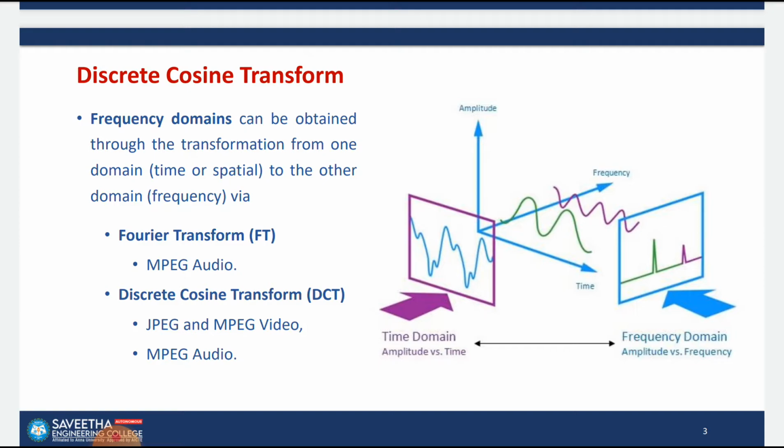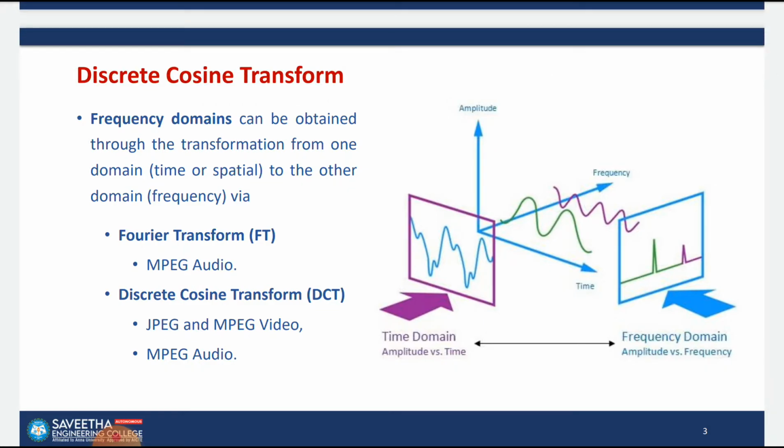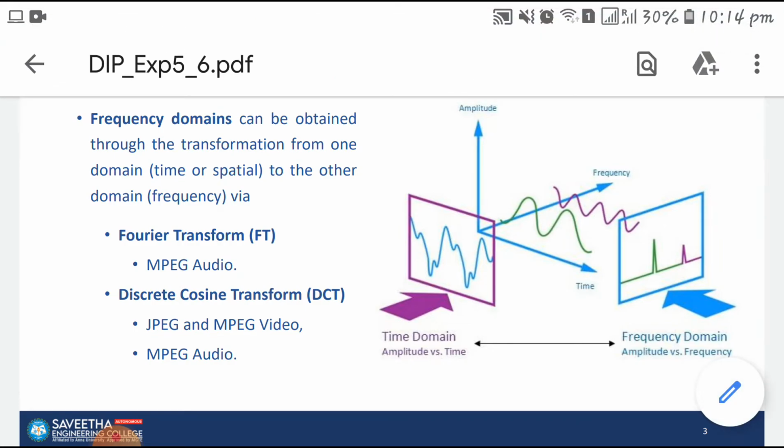The frequency domain can be obtained through transformation from one domain to another via Fourier transform, which is used for signals, that is audio signals. You can have MPEG audio. Discrete cosine transform is used for images and videos, and it can also be applied to audio. This is the analogy between Fourier transform and discrete cosine transform. Both transforms convert the given data from time domain to frequency domain. So we are looking at the given data in terms of frequency, not in terms of time. Okay, that is the first point.